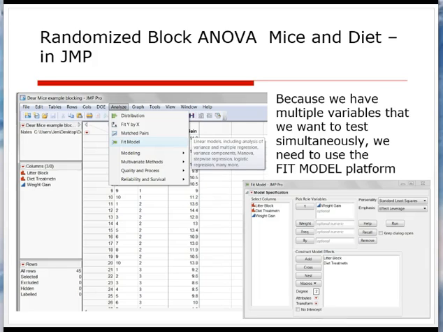When we're running a factorial ANOVA in JMP, we can't use that Fit Y by X platform because Fit Y by X is meant for just 2 variables, one response and one independent variable, and we're purposely trying to test multiple variables. So we have to come into this Fit Model platform, which is going to allow us to create whatever model we want by adding these variables. We can highlight them and click add, adding them into this model effects box. Our response variable is still going to go up here in our Y response variable.